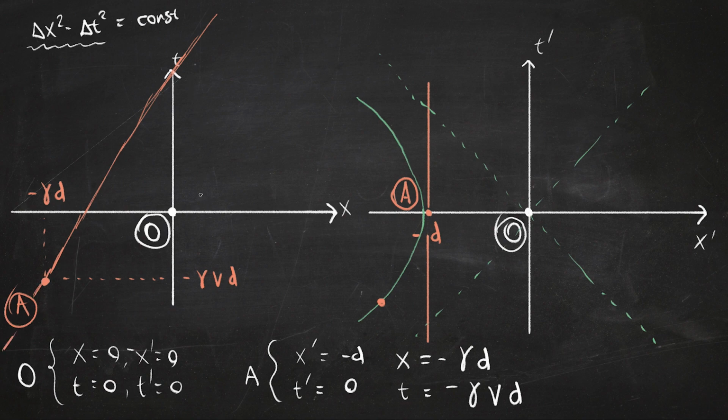That's going to be this point here. Let me call that the event of B. And we can imagine where that's going to happen over in the prime frame. So in the prime frame, the origin of the unprime is going to be moving towards the left with speed v. So here's the world line of that event, negative d.